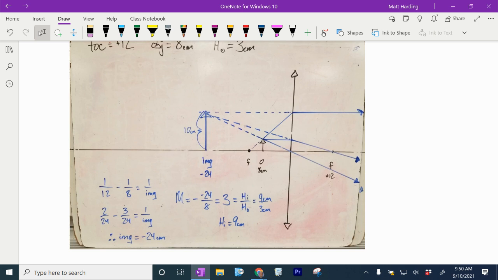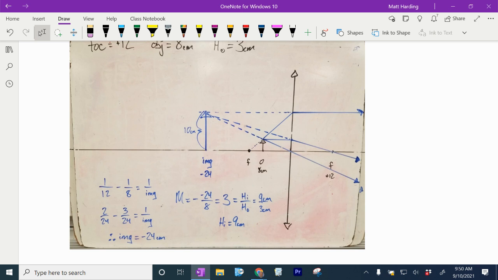Because this is my object right there. My object was 3 centimeters tall. My image is back here. Because the object is closer to the lens than a focal length, we get this magnified virtual image. And by my diagram, I got it 10 centimeters tall. By my math, I got it 9 centimeters tall. It's following the same rules.